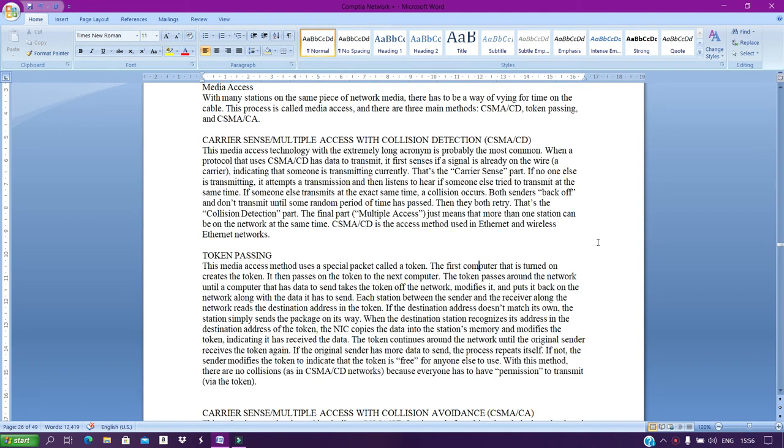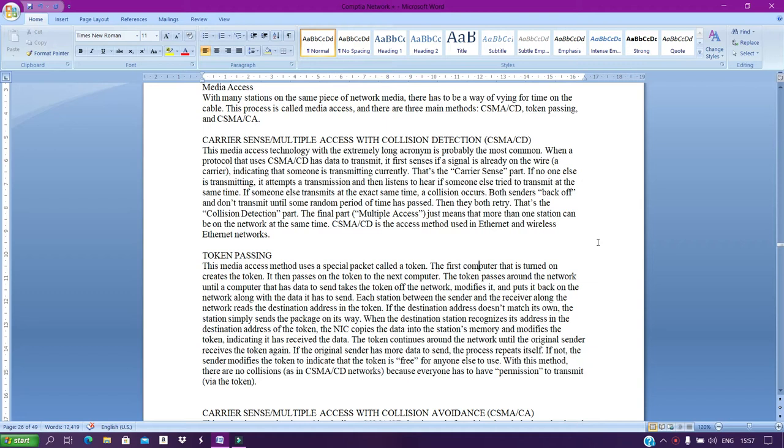Media access. With many stations on the same piece of network media, there has to be a way of varying for time on the cable. This process is called media access, and there are three main methods: CSMA-CD, token passing, and CSMA-CA.